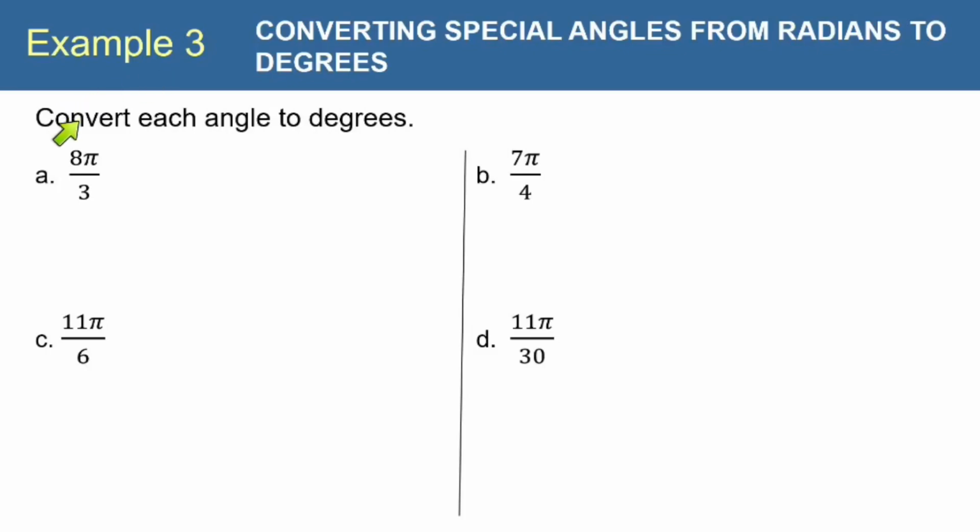Okay, so here's example 3, and it says convert each angle to degrees. So we're going to start with 8 pi over 3.